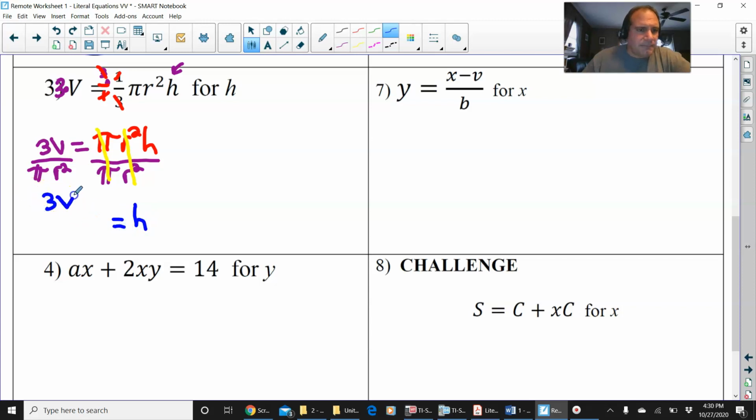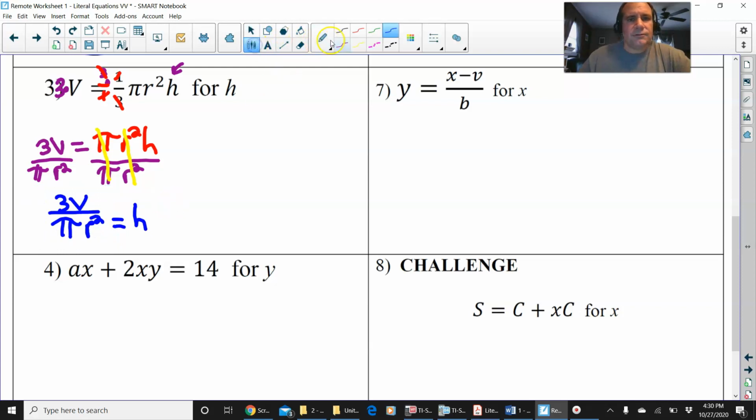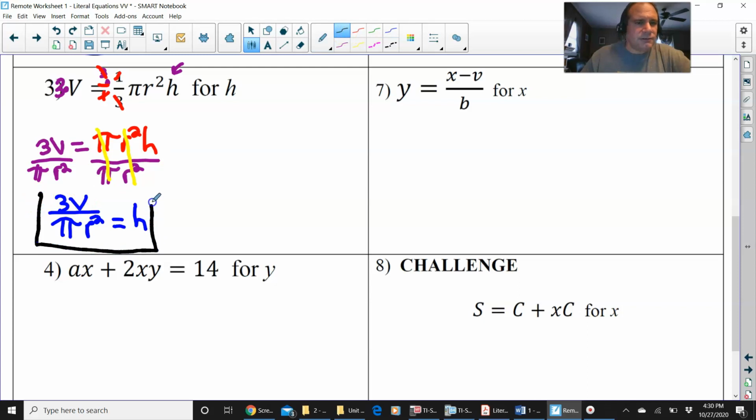3v over pi r squared. And that is it. That's your answer. I am going to box that out just so you understand that is your answer. You solved for H. You're finished. It's done. That's number 3.